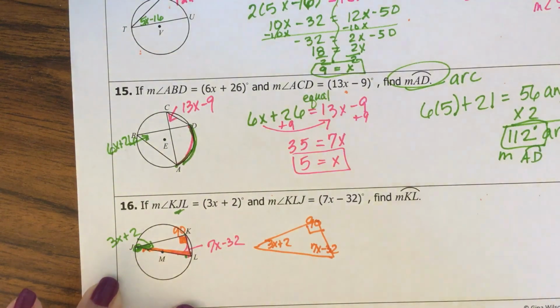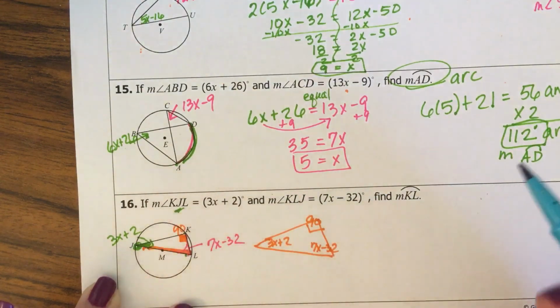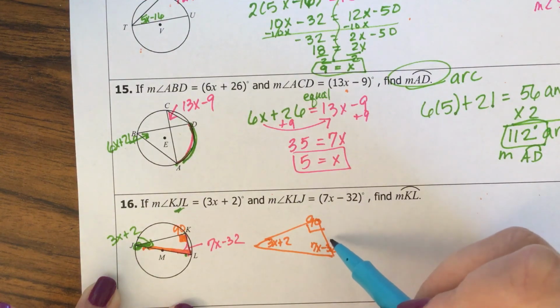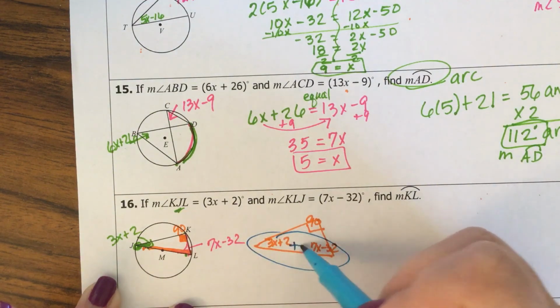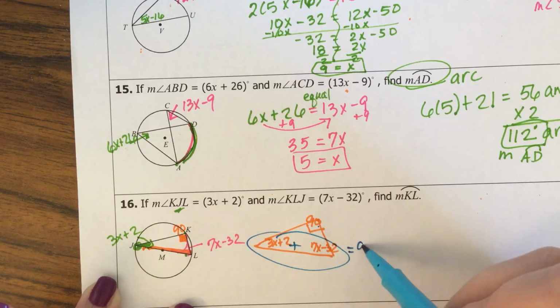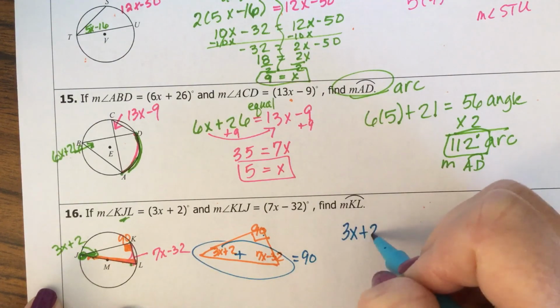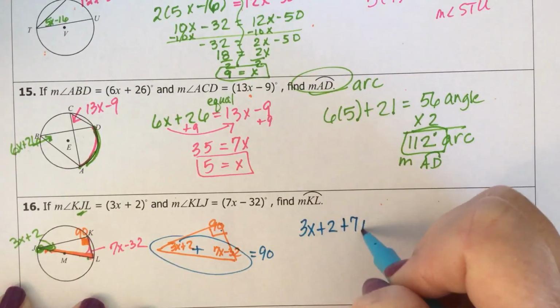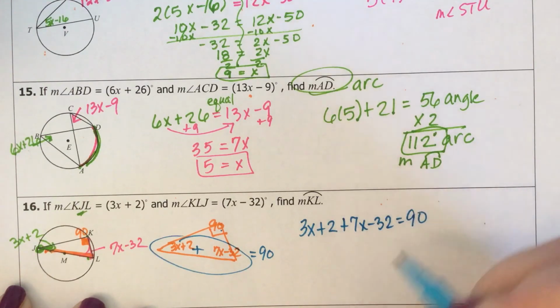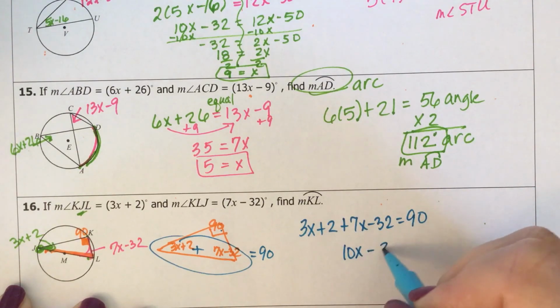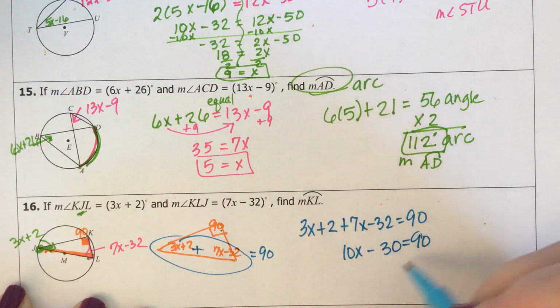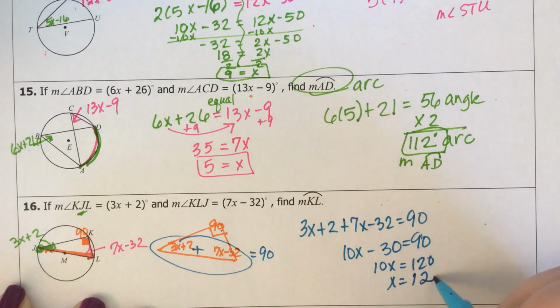We can add all of those up equal to 180. 180 inside a triangle. The circle is 360. So I can add these up equal to 180, or I can take just this part. If I already know this is 90, I know these have to equal 90. So there's two ways you could do that. So let's say 3x plus 2 plus 7x minus 32 equals 90. So I get 10x minus 30 equals 90. So 10x equals 120, or x equals 12.